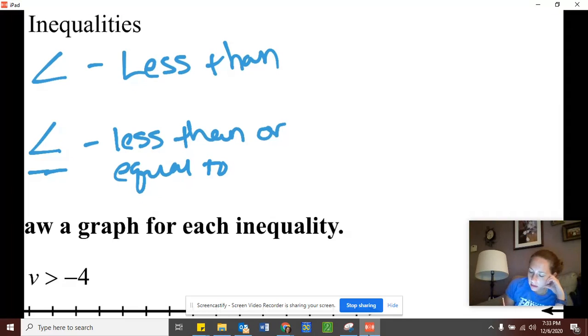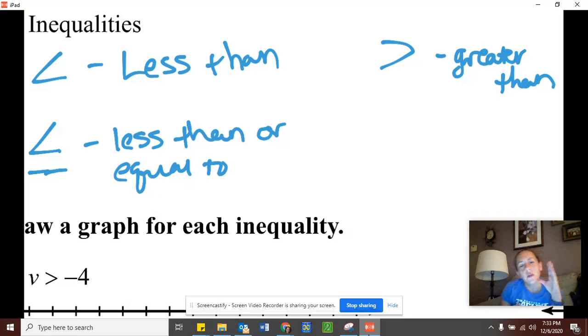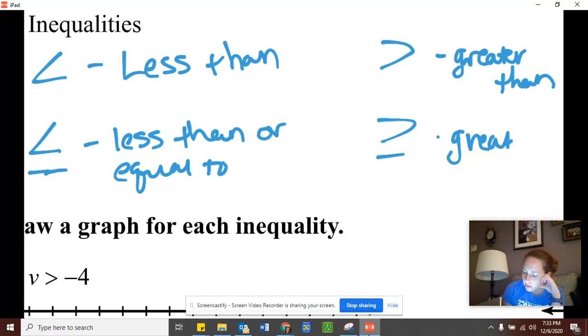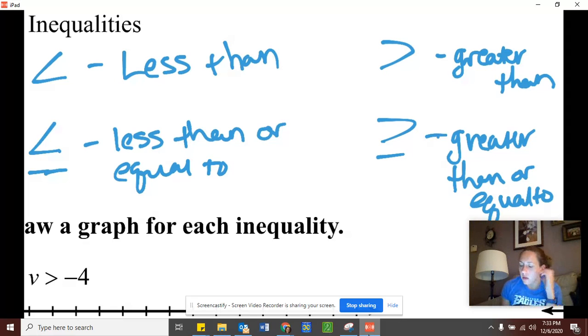On the flip side, if you have something going the other way, it's greater than. One thing to think of is less than also kind of looks like a slanty L. Anyway, if you stick a line under greater than, it becomes greater than or equal to. So those are the inequality symbols. Hooray.